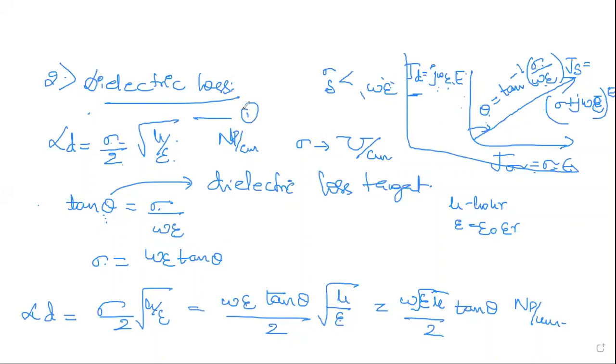If you consider this as one equation, this is two equation, substitute 2 in 1, you get omega epsilon tan theta divided by 2 square root of mu by epsilon. So just simplify, you have epsilon in the numerator, and in the denominator you have square root of epsilon. So this and this will get cancelled. You will have square root of mu epsilon by 2 tan theta, which is Nepers per centimeter. Consider this as third equation.